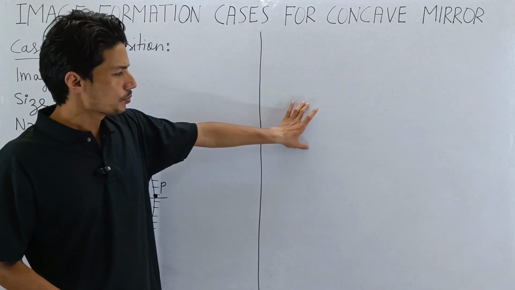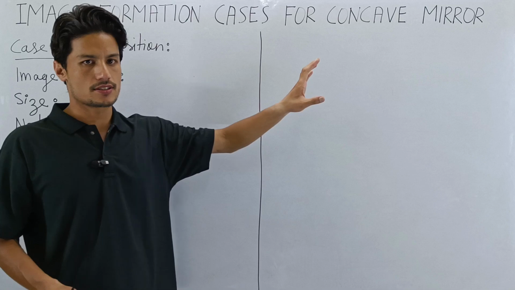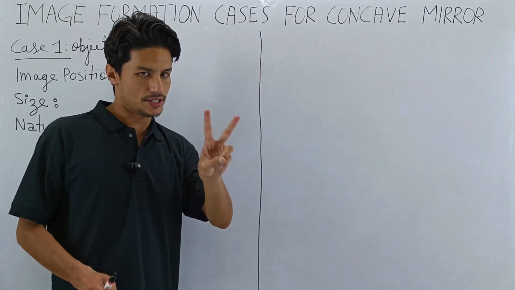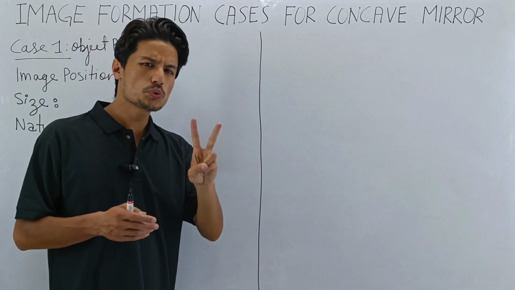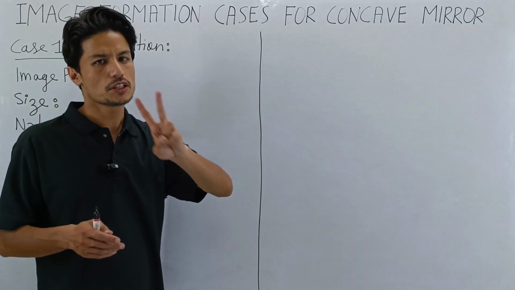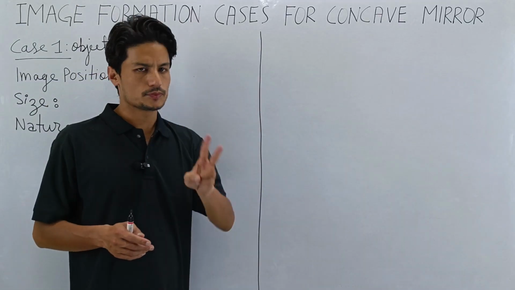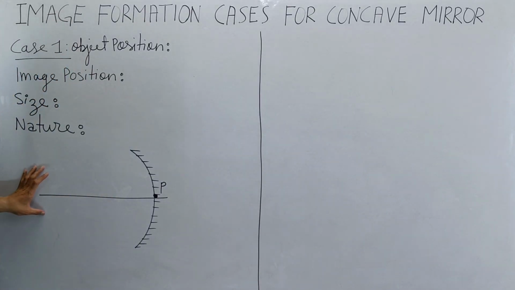Now we will be considering two incident rays for every case. For each and every case, we will be considering just two rays. We can take 3 or 4 also, but 2 is enough. With 2 we can study. So we will always be considering 2 rays, not more than 2. So in case 1, the object will be at infinity.